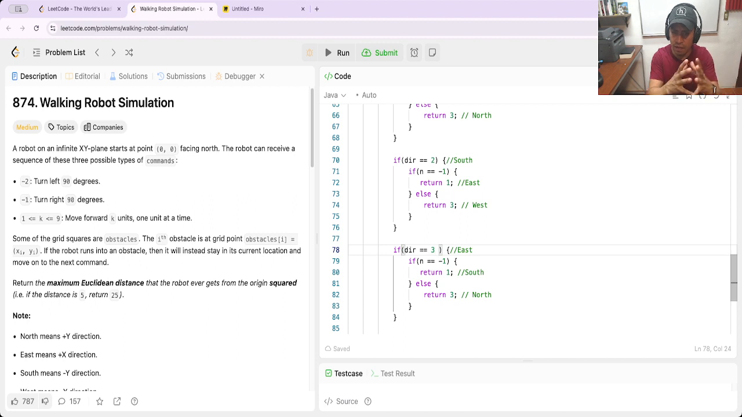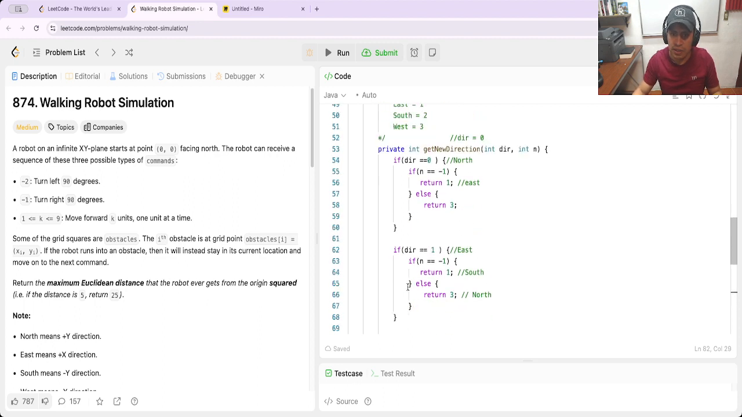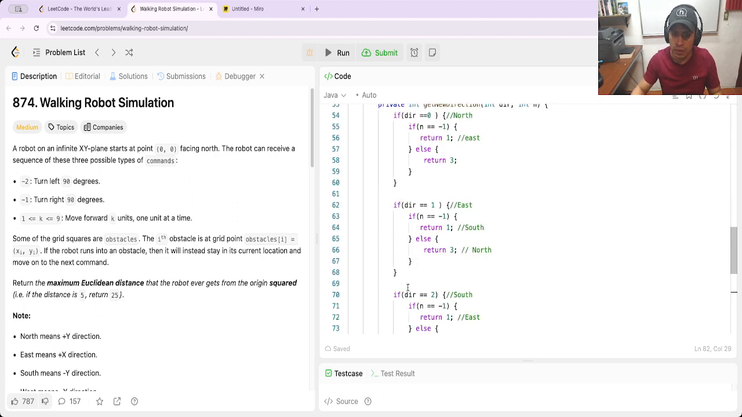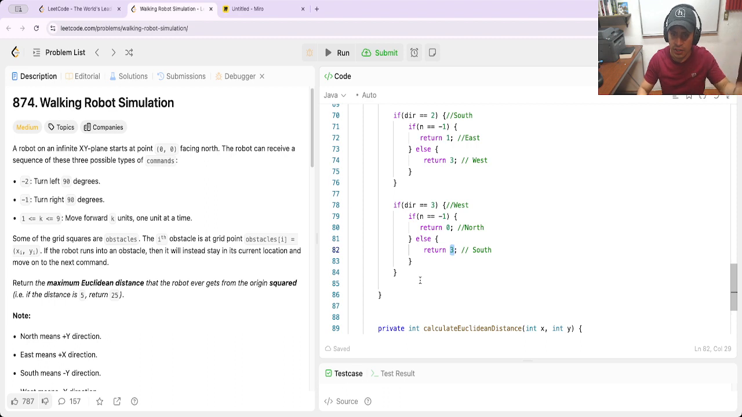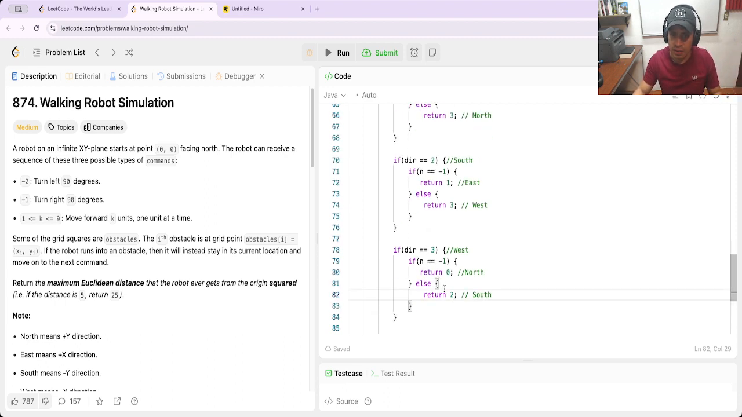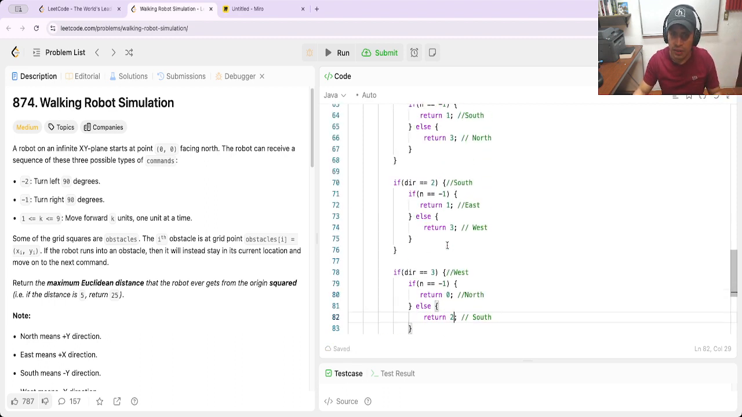Maybe I can merge this west. Yeah, if you turn right, it's basically north, and the other is south. The north is 0 and the south is 2. Yeah, maybe I can merge these operations.